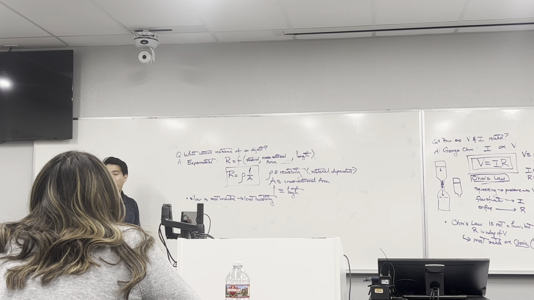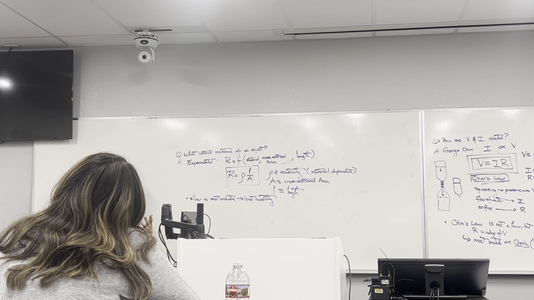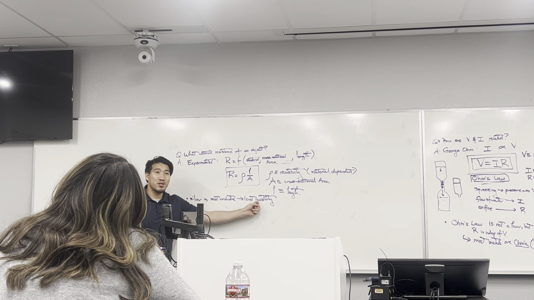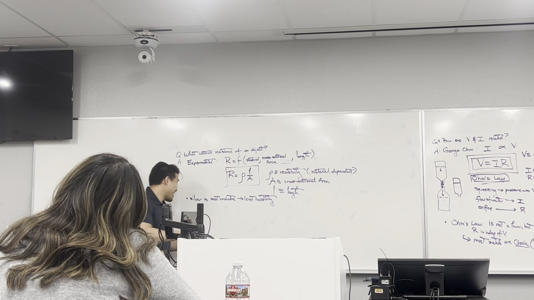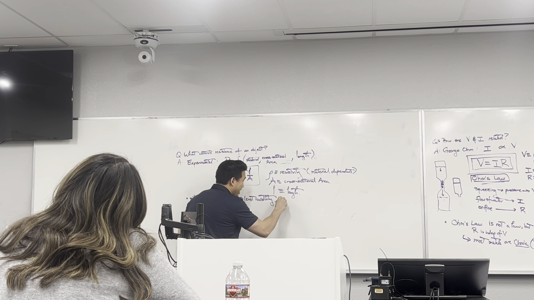Who knows what wires are made of? The most common wire material. Copper. But silver is the least resistant. Why do we use copper? Why aren't we using silver? Expensive. Yeah, silver, but expensive.